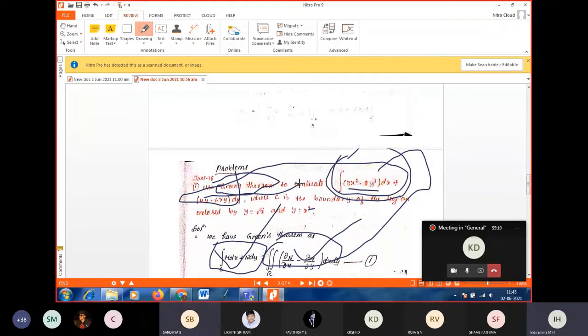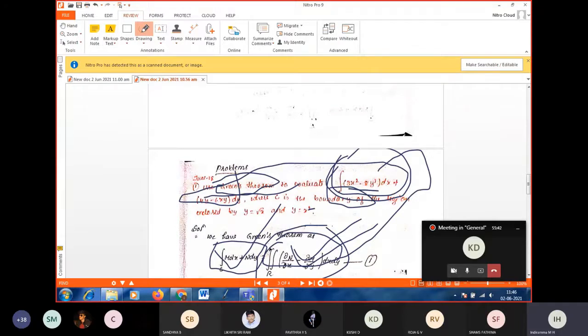Yes, ma'am. So we are using Green's theorem, which means instead of evaluating the single integral directly, we use a double integral to evaluate the single integral. That is the meaning of it. Now I want to evaluate the RHS, if I want to evaluate the single integral using Green's theorem.